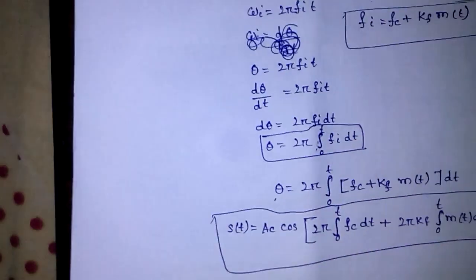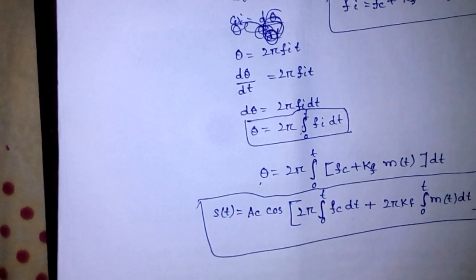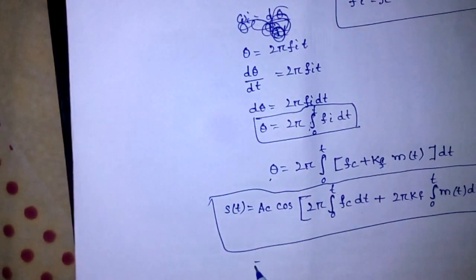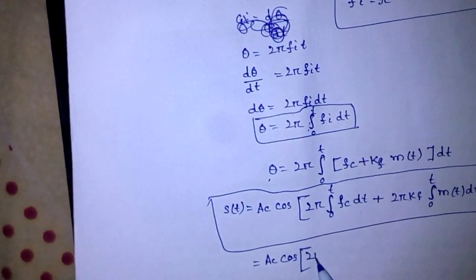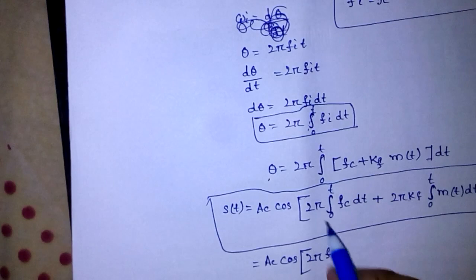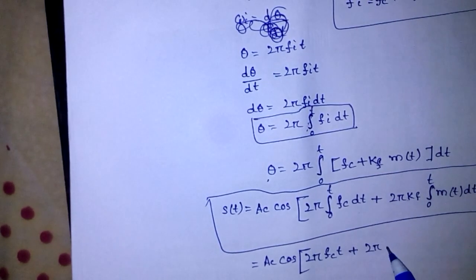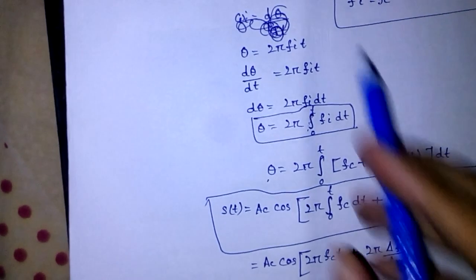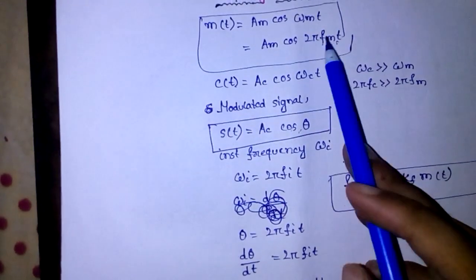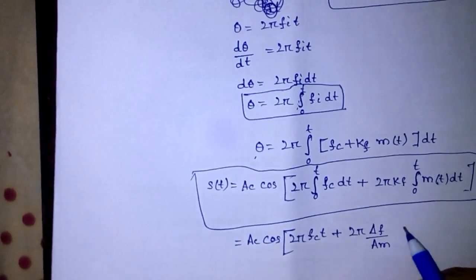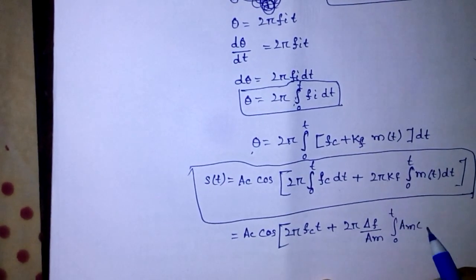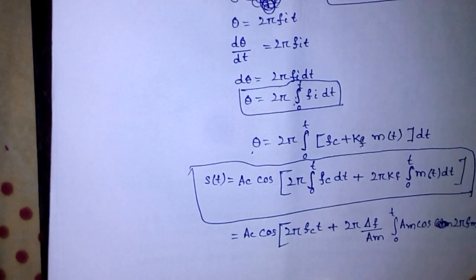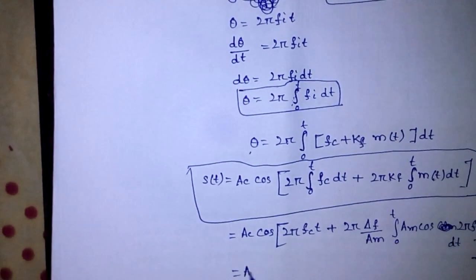Now let's try to expand this equation further. I'm going to put the value of kf that we can find from this equation. Kf will be del f divided by Am. So I need to integrate this. So cosine of 2 pi fc t, I'm just integrating this term, plus 2 pi kf, which is del f by Am, and the integration of our message signal. The message signal was a cosine wave, so integration will give us a sine wave. Let's write the equation: Am cosine of omega m t, or we can write 2 pi fm t, multiplied by dt. So the integration will give us this result.